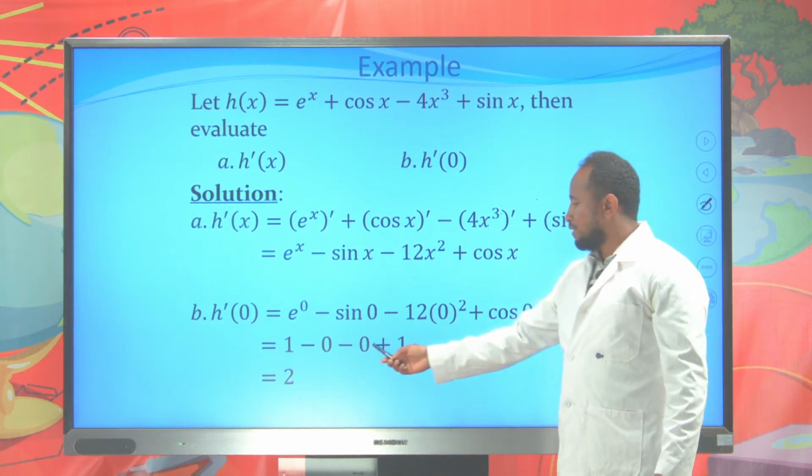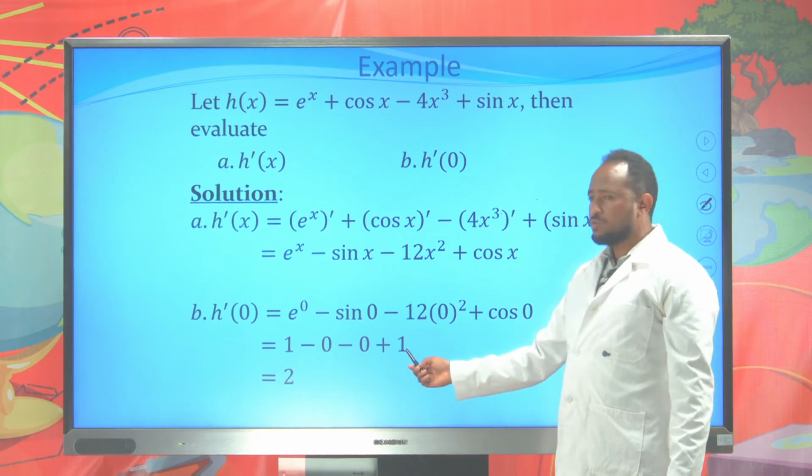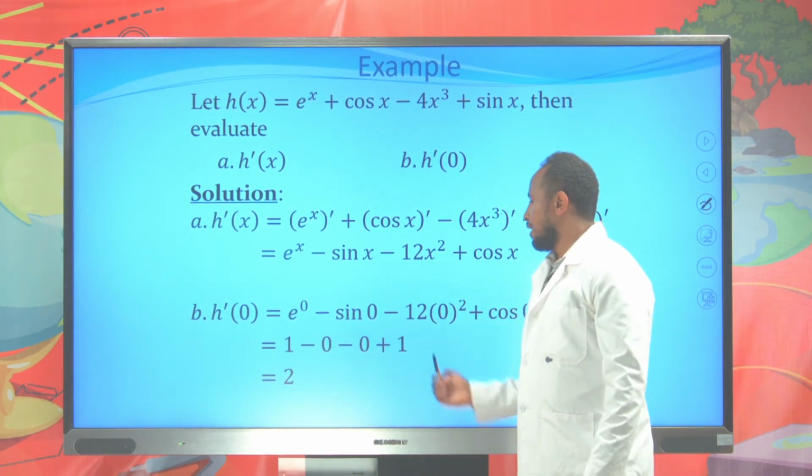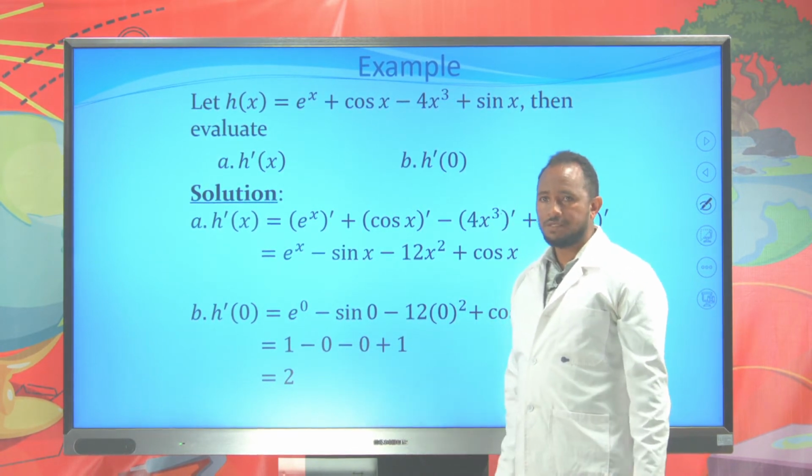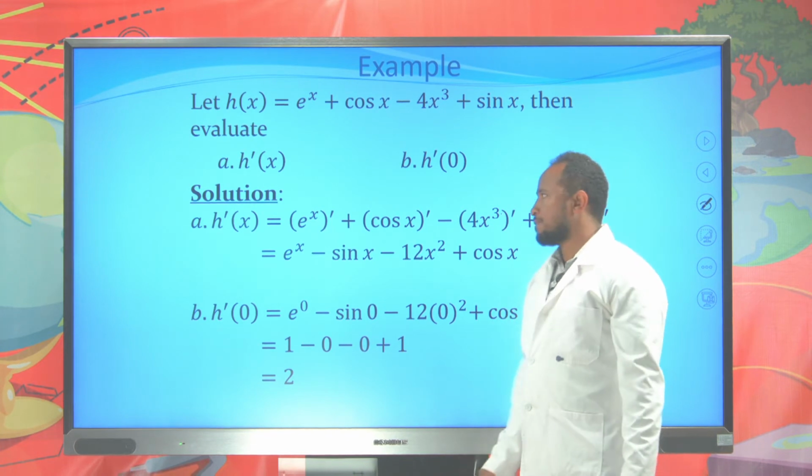12 times 0 is 0. Cosine of 0 is 1. Therefore when you add this, you get 2. So this is the answer. Now let's continue to the next part.